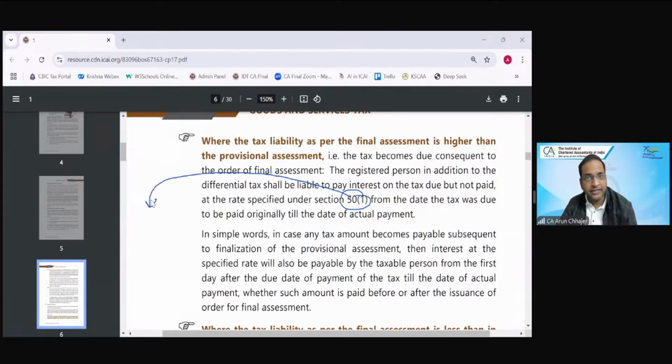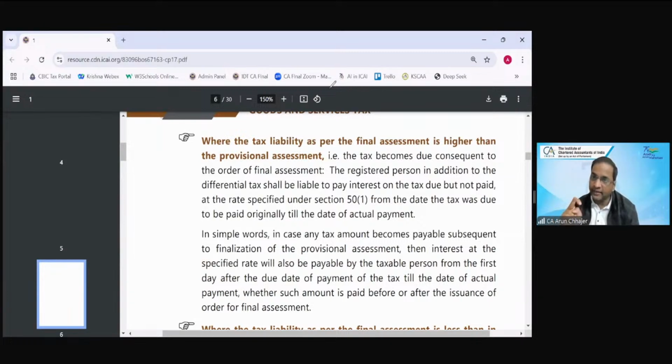And will it be on the gross tax liability or on the net tax liability? It depends upon which condition. Will the interest be applicable on the gross tax liability or on the net tax liability? It depends upon which factor. I am waiting for your answer, everyone. This point would be dependent upon which factor?